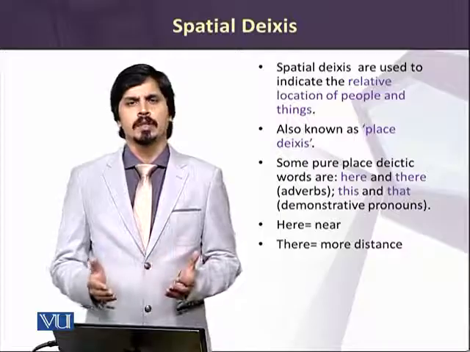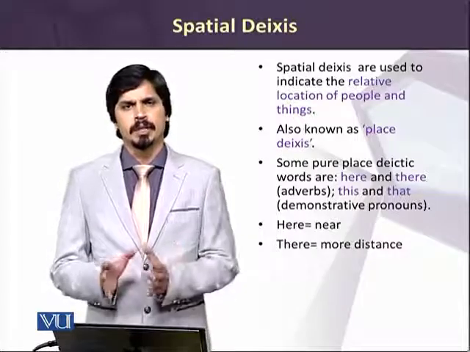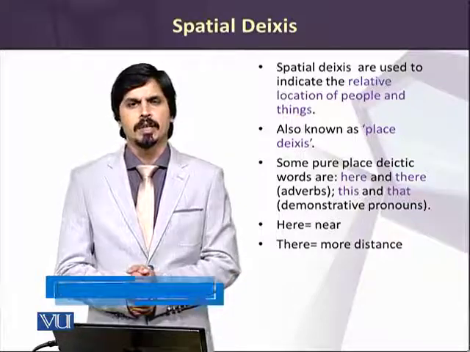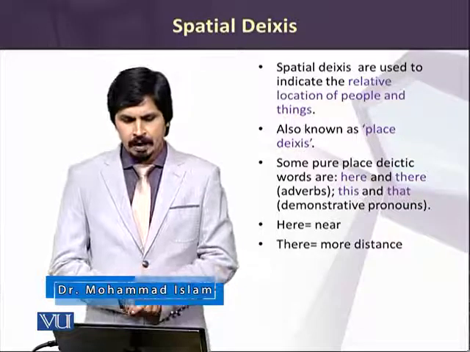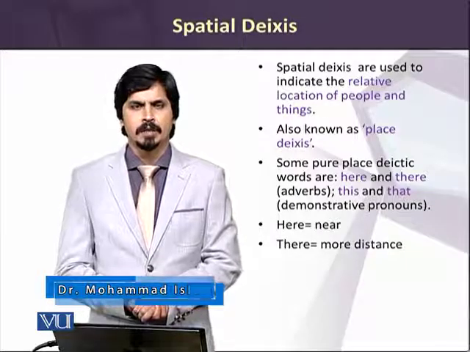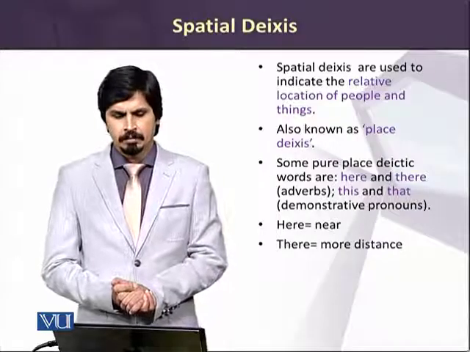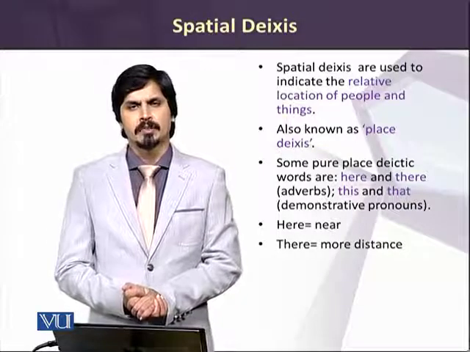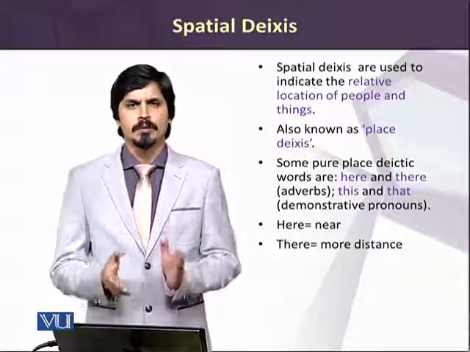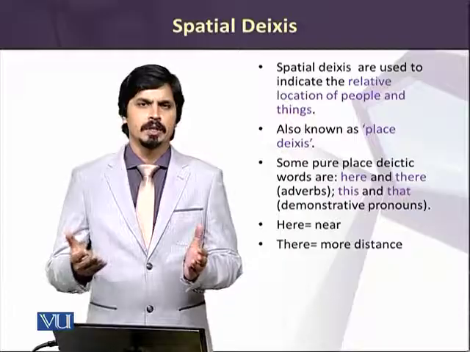Here is for the things which are in your proximity, closer to you, and there is for the things which are away from the speaker. We also have some demonstrative pronouns, this and that, to indicate things in a similar way. Here, as I said, is for the things which are closer to the speaker, near to the speaker, and there is for the things at a relatively greater distance.